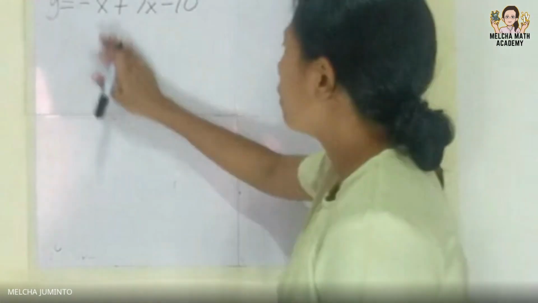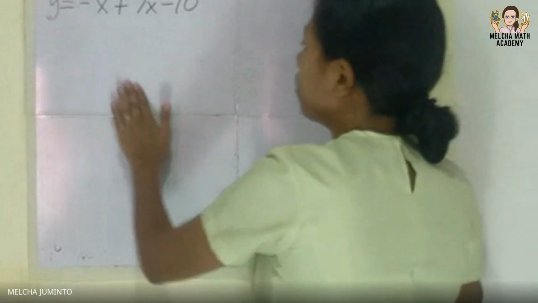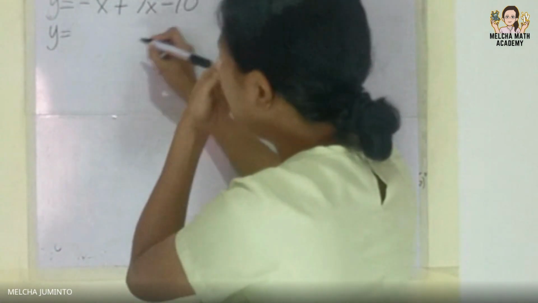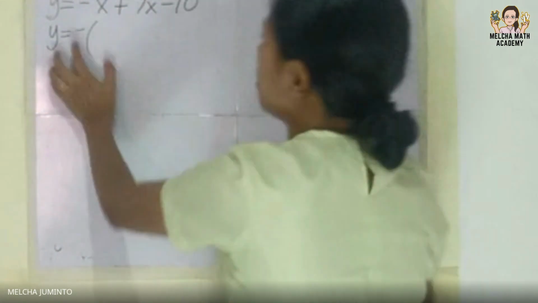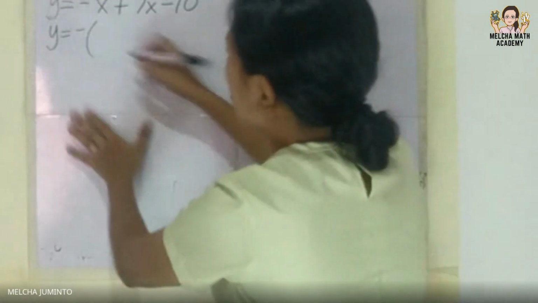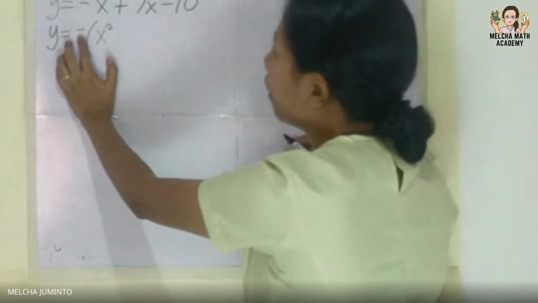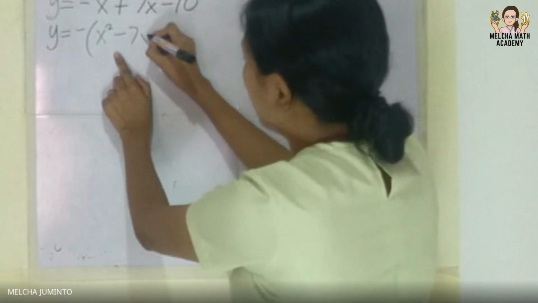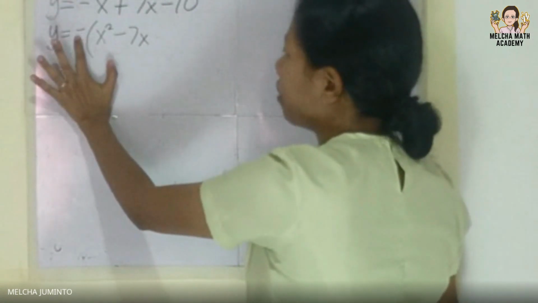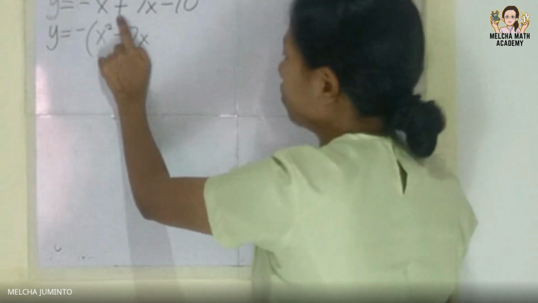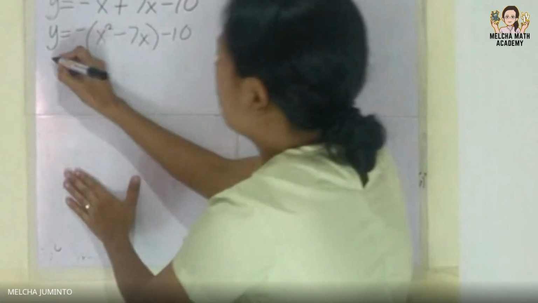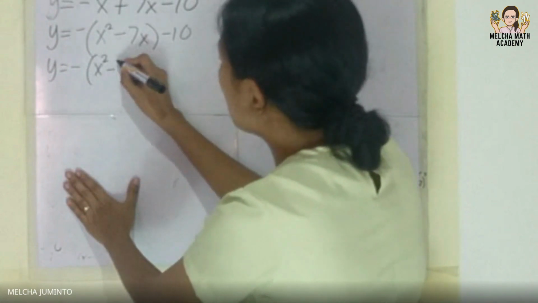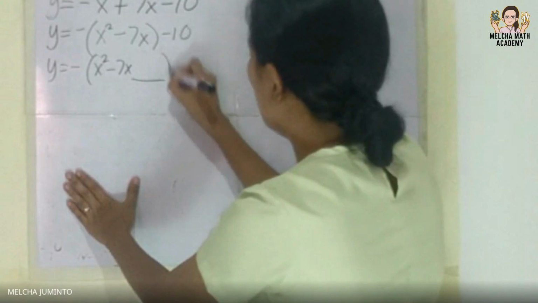So let us first write this in vertex form. y equals, I will write negative 1 outside the parentheses, then x squared. Since there is a negative 1 outside the parentheses, instead of plus 7x, it will be minus 7x, because there is a negative sign outside. Negative times negative equals plus, minus 10. So y equals negative 1 times x squared minus 7x. There should be a number here.